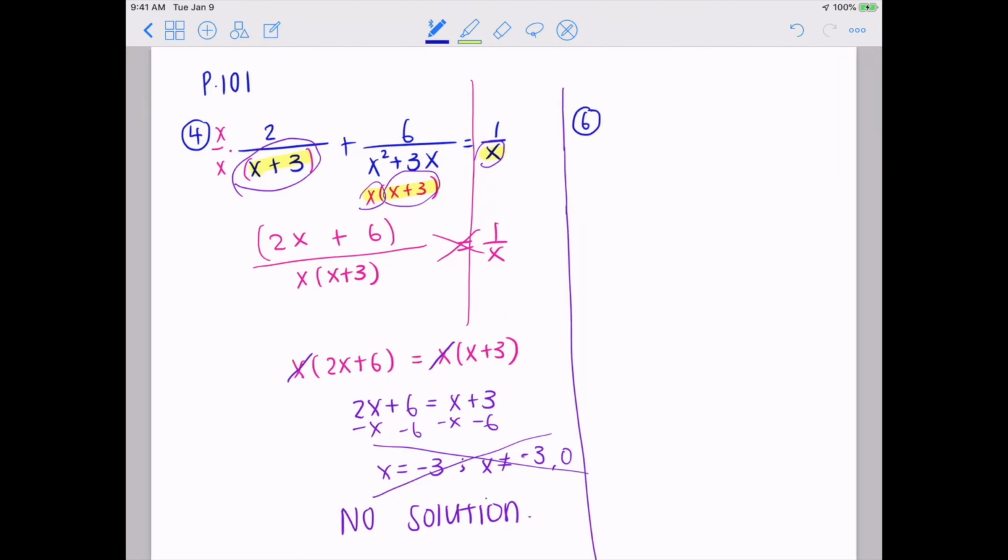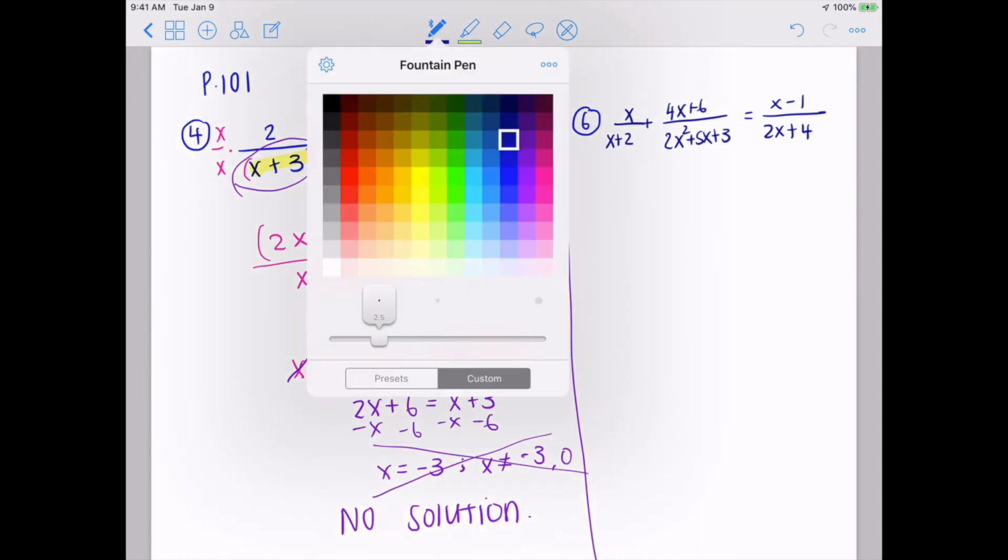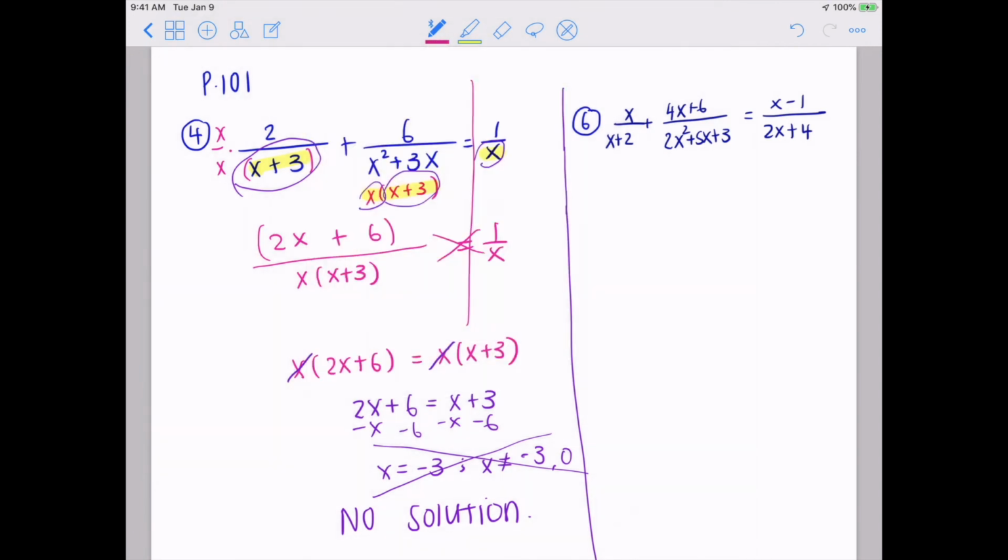So number 6, the question is x over x plus 2, plus 4x plus 6 over 2x squared plus 5x plus 3, equals x minus 1 over 2x plus 4. Okay, so this question looks pretty complicated. So first off, let's see if we can get rid of some of the things that they have in common. Looking at all the denominators, the only ones that I can really work with are the middle one and the last one.